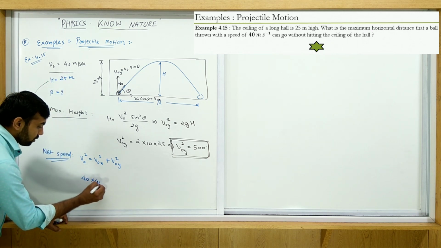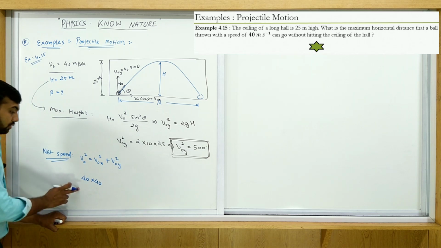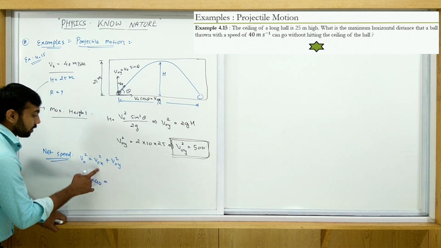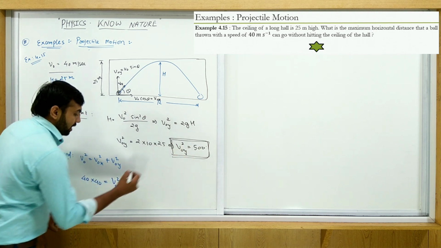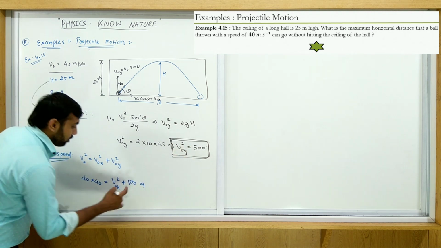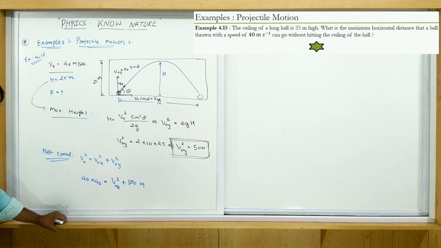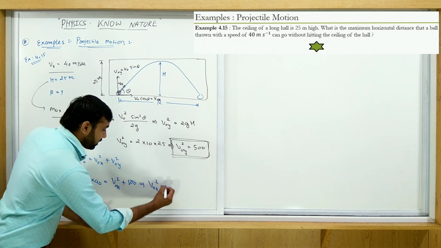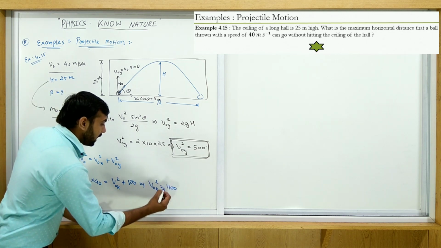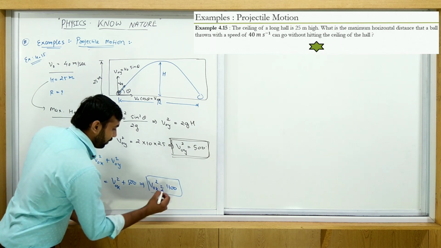So 40 into 40 is equal to v0x square plus v0y square, कितना मिला? 500. So 40 into 40 is 1600. 1600 minus 500 is 1100. So v0x square is equal to 1100. This is the second equation.